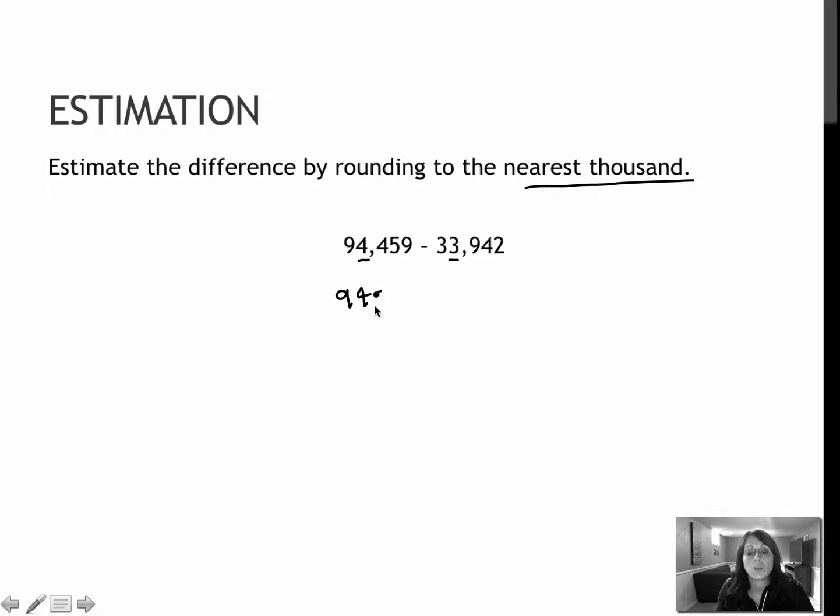94,459 rounds to 94,000. And 33,942 rounds to 34,000. So I'm going to take these two values and subtract them. Again, feel free to write it out off to the side and line up the place values, or you can do mental math. 94 minus 34 is 60, and of course 60,000. So this is approximately equal to 60,000.